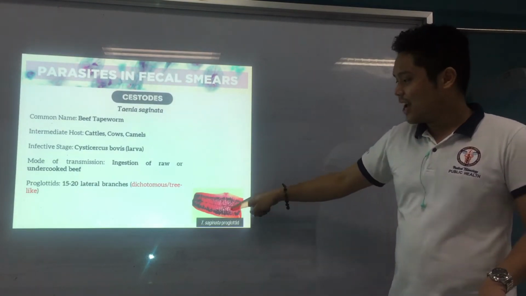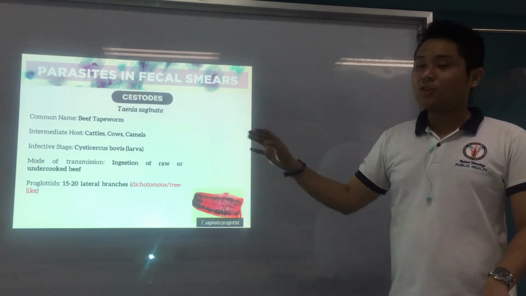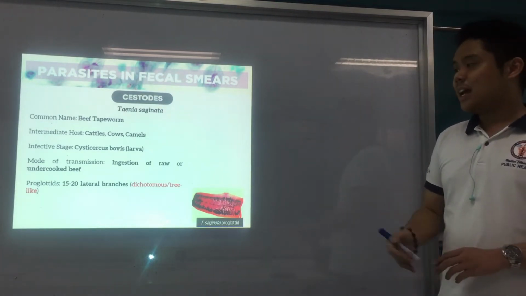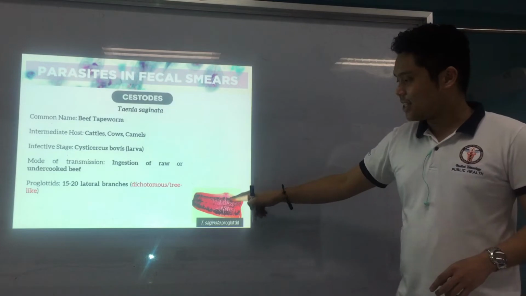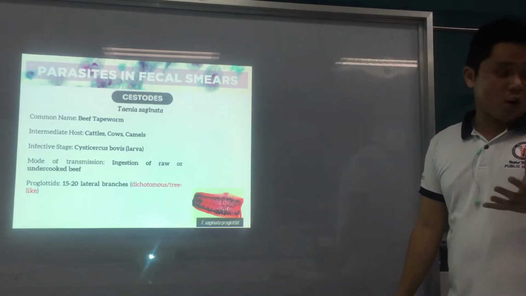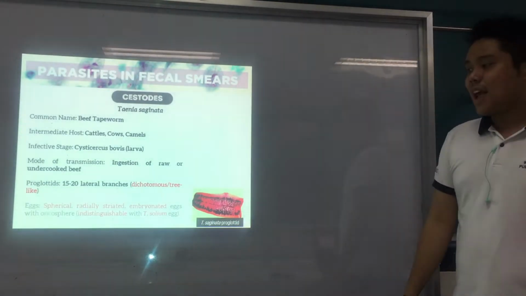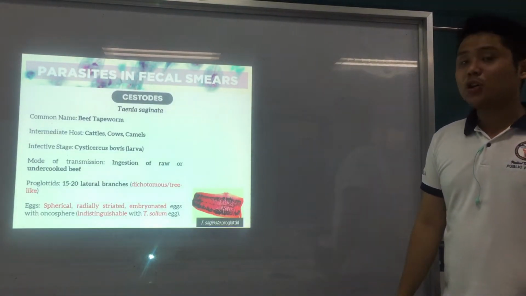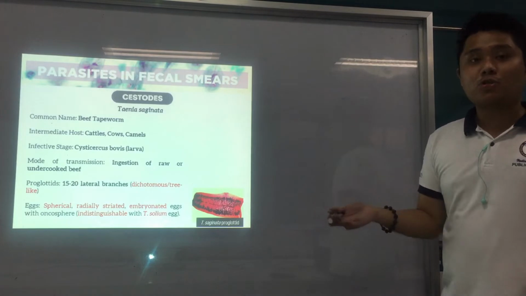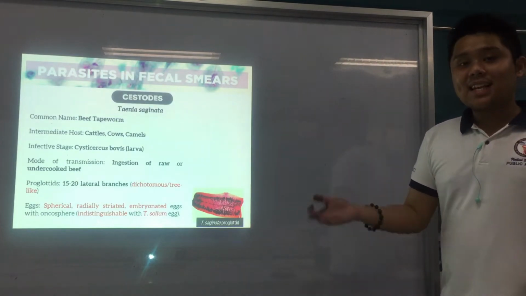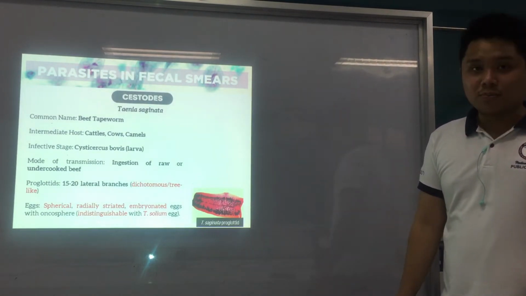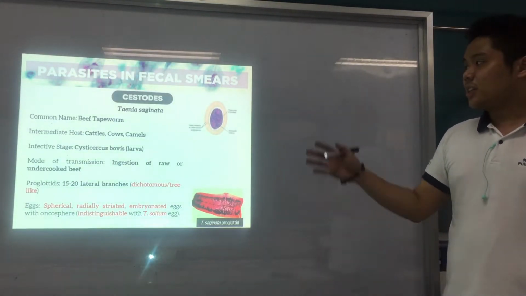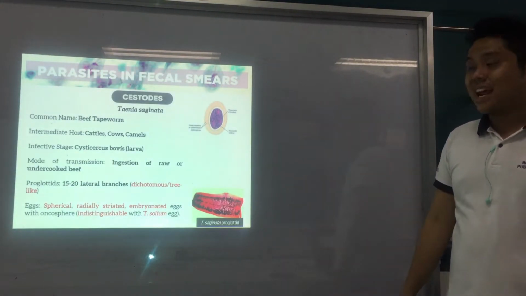So you can count them. Again, 15 to 20. So it's really, really many. And it's described as tree-like, or dichotomous. The eggs are spherical, radially striated, embryonated with oncosphere. Again, as mentioned in our virtual microscope activity, it's indistinguishable from Taenia solium. So this is the egg, theoretically, of your Taenia.